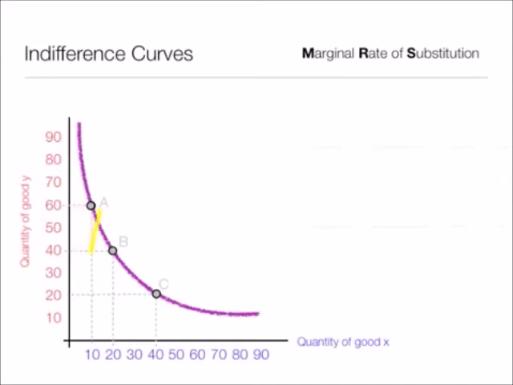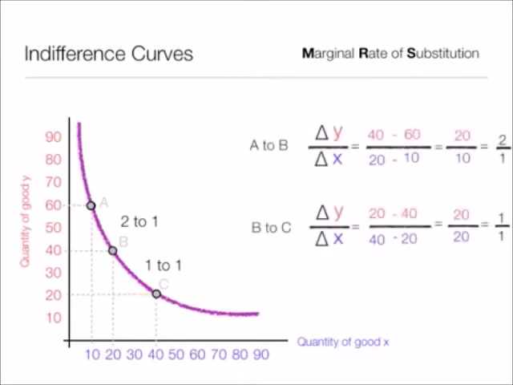Before I move on, let me examine that a little bit closer. So moving from point A to B, I give up that much y to get that much x. But when I go from B to C, I give up less. So point A to B is 2 to 1, and B to C is 1 to 1. Moving from A to B, I'm willing to give up 2y to get 1x, but going from B to C, it's a 1 to 1 exchange. It's an even exchange, 1x for 1y.